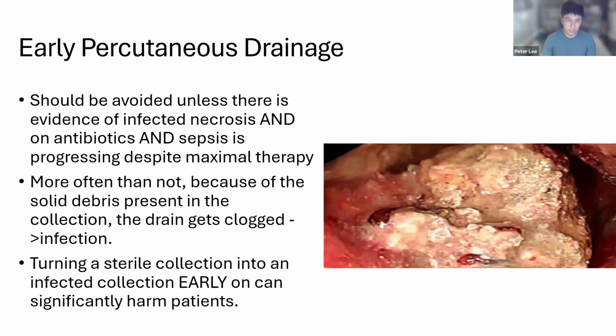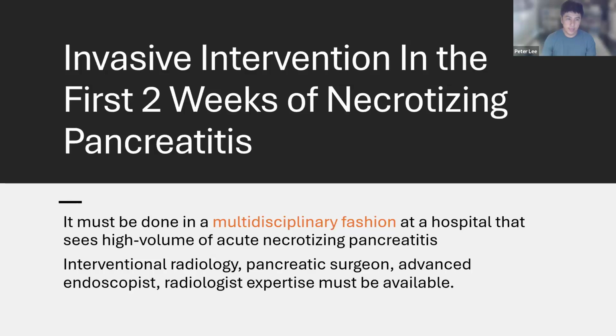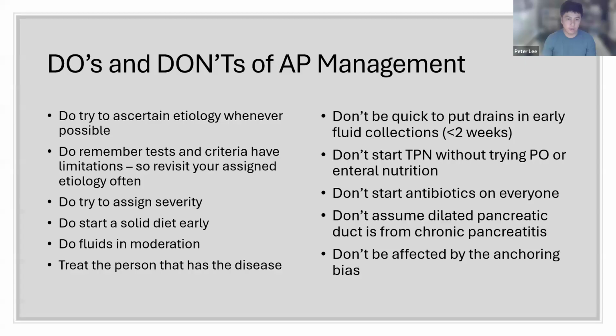So a quick note: early percutaneous drainage should really be avoided unless there's firm evidence of infected necrosis and the patient's on antibiotics and sepsis is progressing despite maximal therapy. And this is just to reiterate the importance of transferring the patient in these instances early on rather than waiting or intervening without multidisciplinary consultations. These are a summary of do's and don'ts, but I'm unfortunately out of time. But this is just a recap of what we talked about throughout the 4 cases that I shared with you.